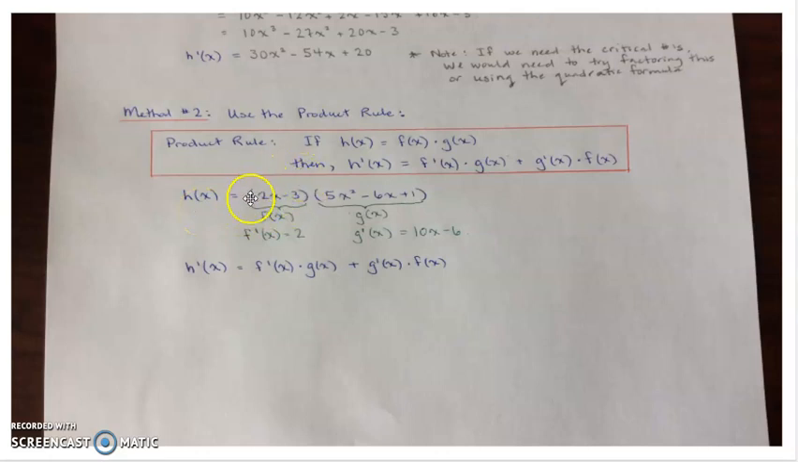So if we look at the h of x that we had started with, 2x minus 3 is the first part of that, the first function, and its derivative is just 2. The second function that makes up h of x is 5x squared minus 6x plus 1. Its derivative would be 10x minus 6. So when you find h prime of x, the derivative of h of x, you're going to find f prime of x times g of x plus g prime of x times f of x. So try that, and then you can check your work on the next slide.